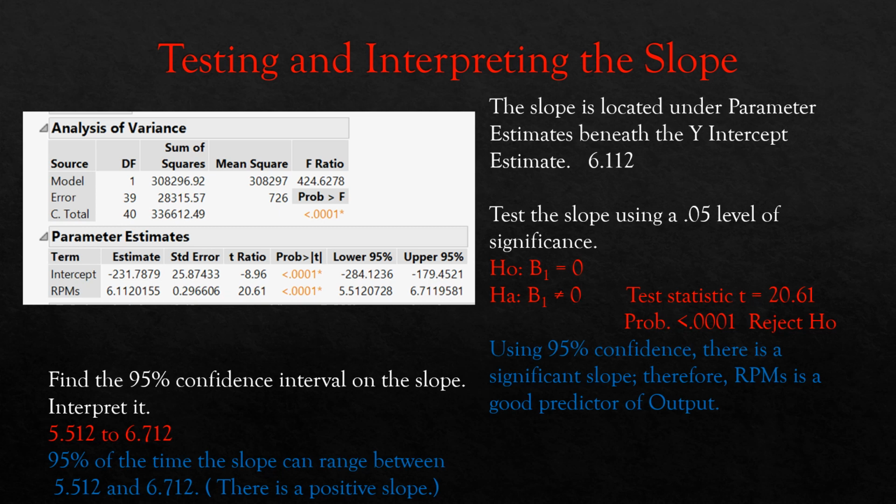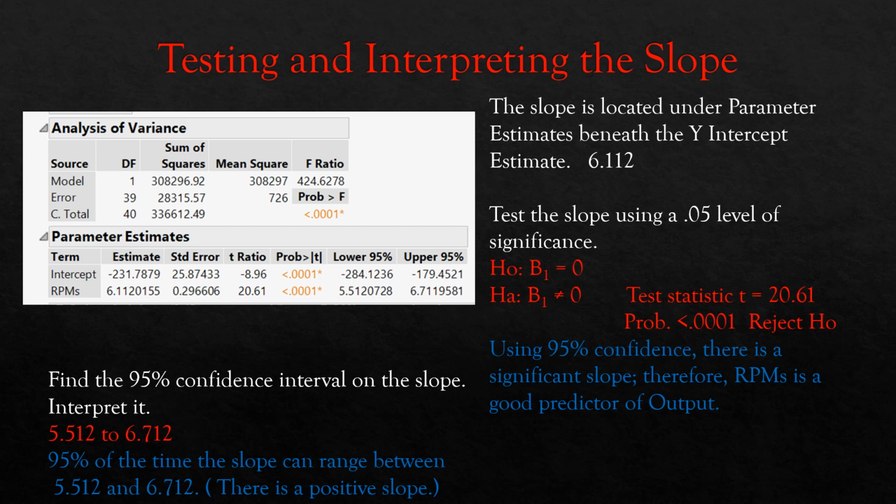Next, we find the t ratio for RPMs. That is your test statistic. It's 20.61 with a p-value or probability less than 0.0001. So that means that there is less than a 0.0001 chance that we would get a t-value as large as 20.61 if the slope were really 0. So we reject H0. We definitely have slope.